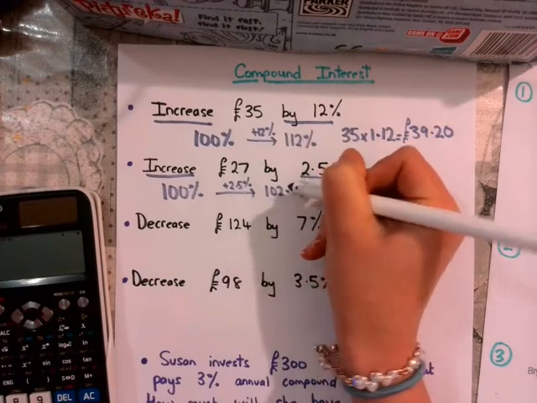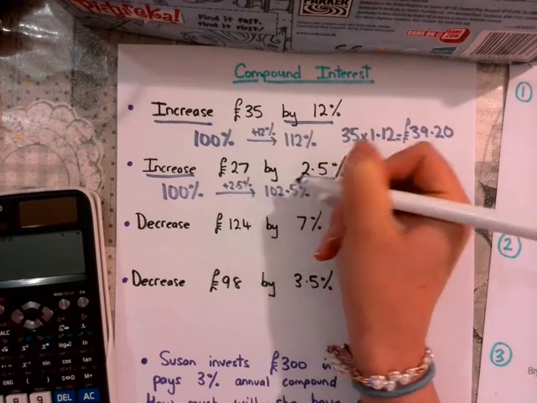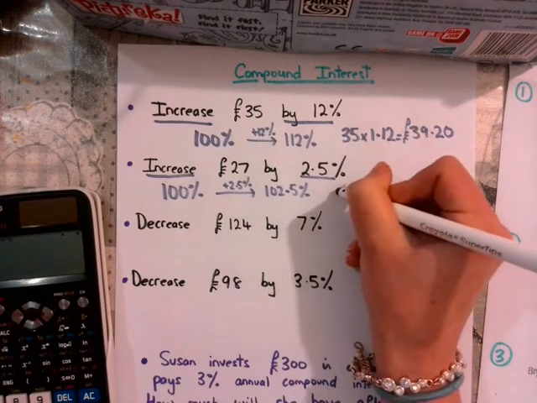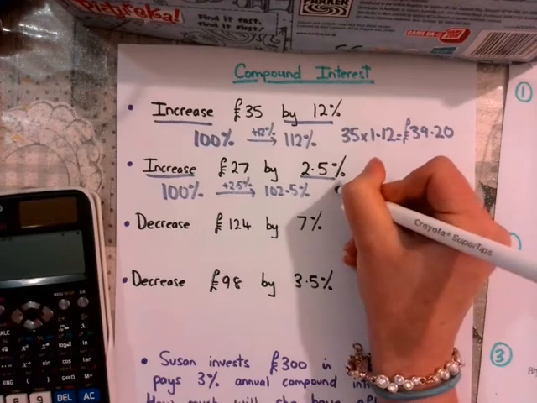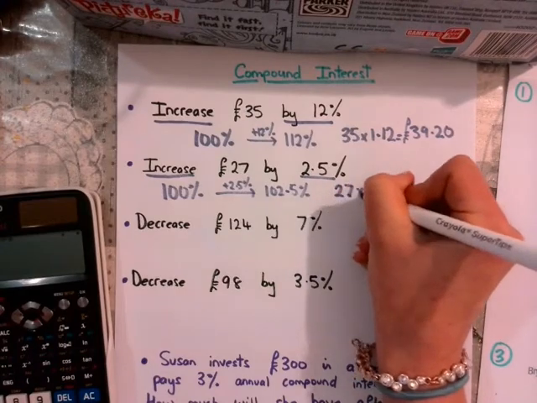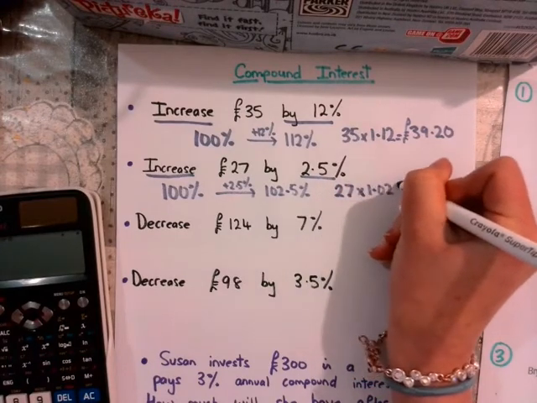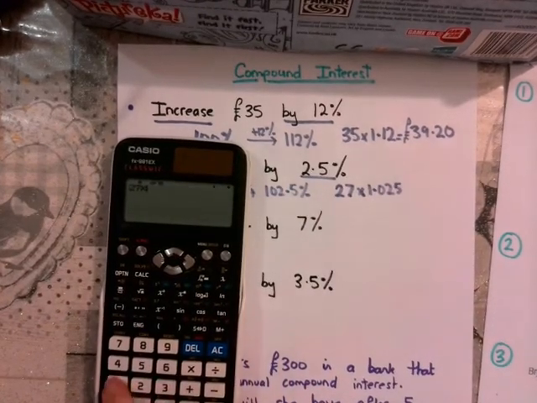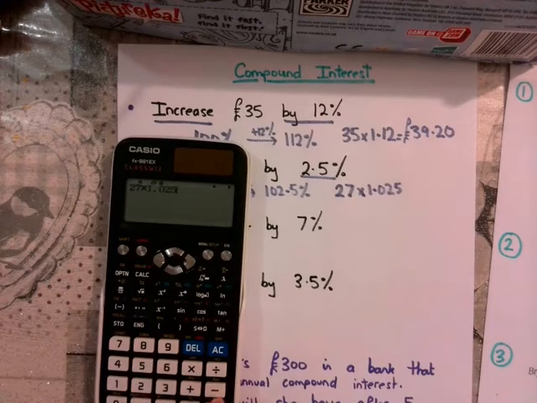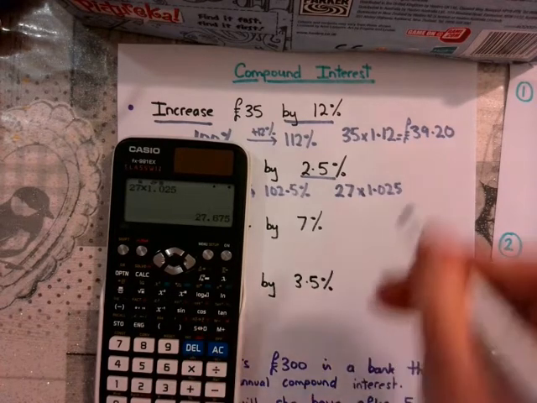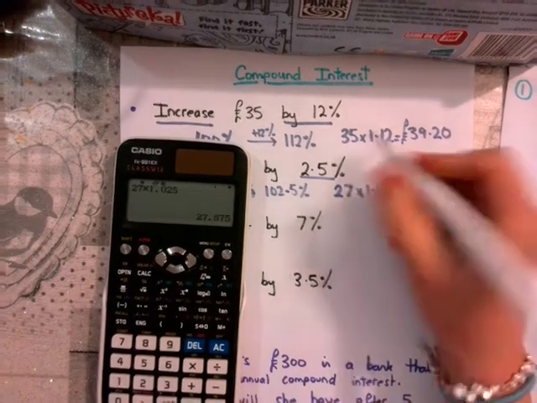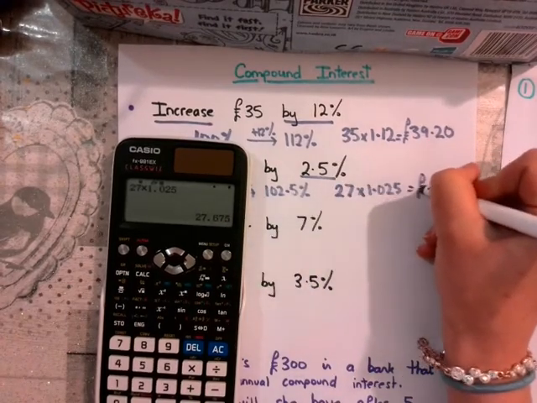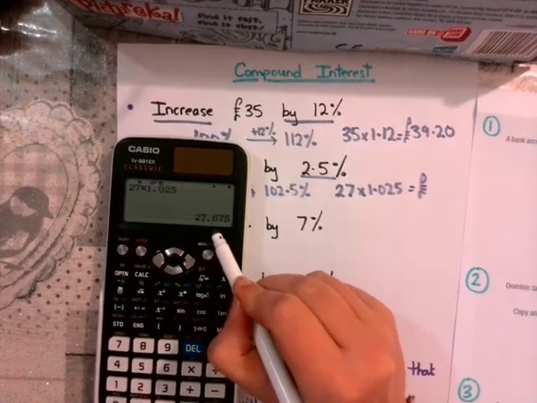So to get your multiplier, you still need to divide that by 100. If you don't know how to do it, you could use a calculator, but if not, just move your point back twice. So it would be 1.025. So I would need to do 27 times 1.025, and you get an answer of 27.675. I've got to do it to 2 decimal places because it's money.